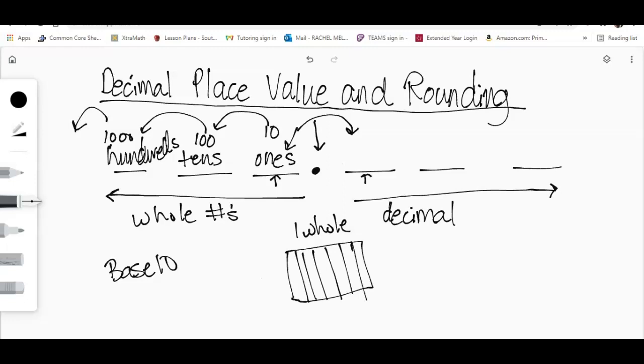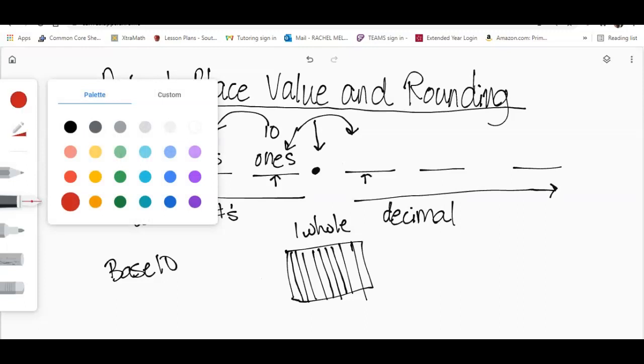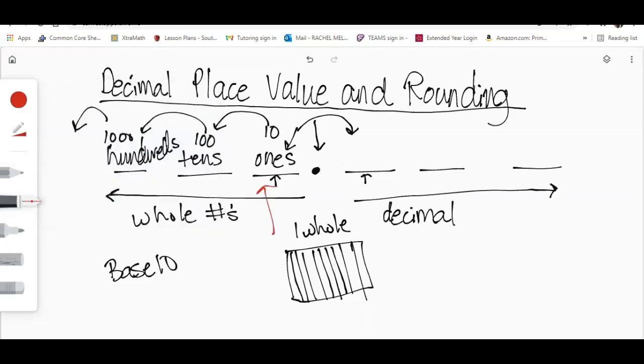1, 2, 3, 4, 5, 6, 7, 8, 9. One more. So I took my whole, let me do a different color, that was here in the ones, and now I've cut it 10 times. Once I do that, then I have what's called a tenth. This right here is a tenth. And then I'm going to do it again. I'm going to take that tenth and cut it 10 times.